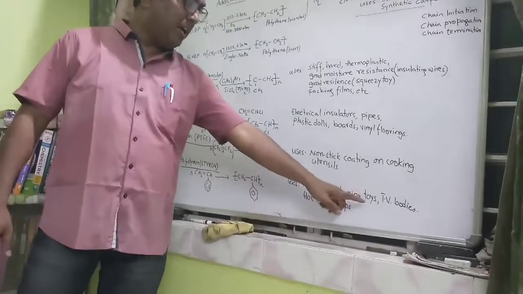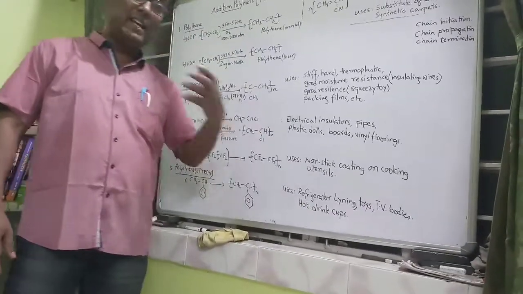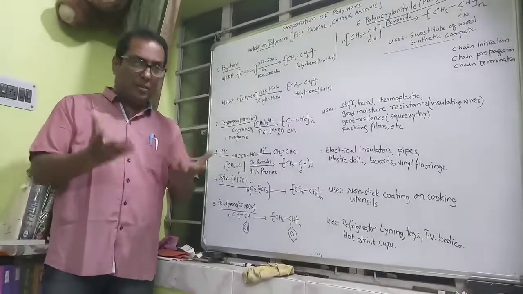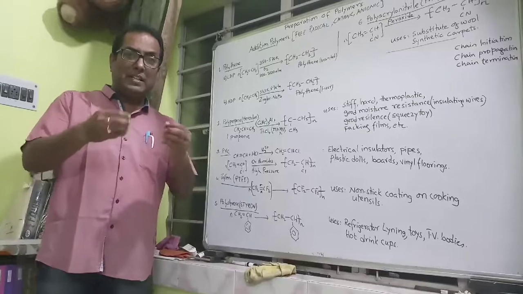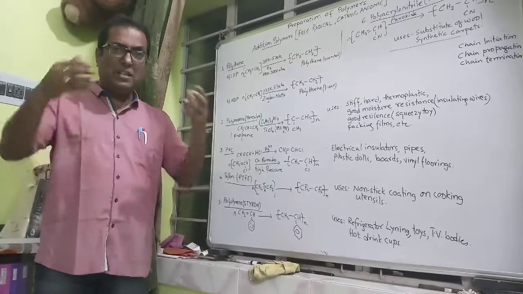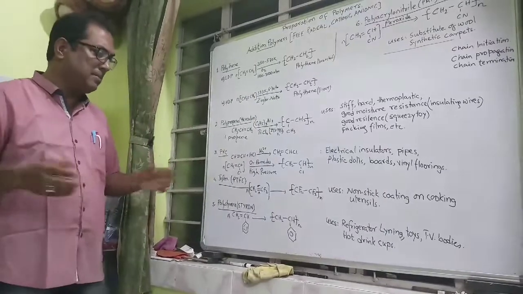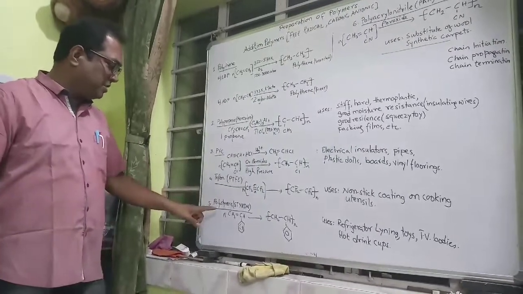Refrigerator lining, toys, TV bodies, hot drinking cups. Yes, nowadays you have the cups. These are, you say, fiber cups, but it does not melt even if you put hot water or hot milk or hot tea. It doesn't melt. Why? Because of this polystyrene.